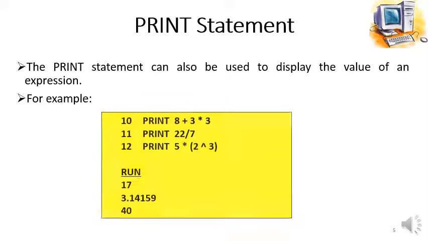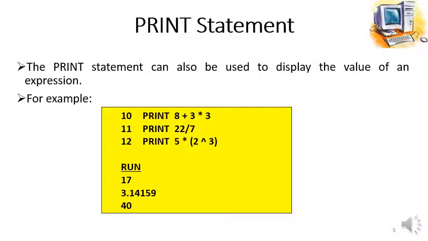For example, here we have these three lines of code. Print 8 plus 3 multiplied by 3. It is an expression where we have three constant values and two operators, plus and multiplication. These are the two operators, and the combination is called an expression. Now the computer already knows how it will evaluate this expression.